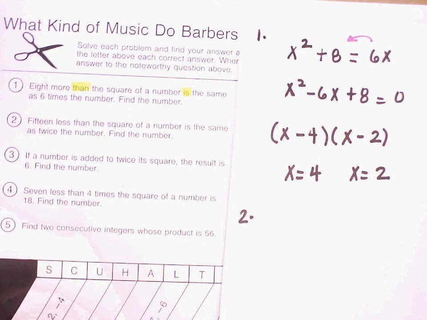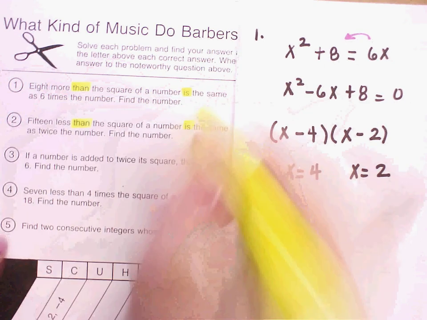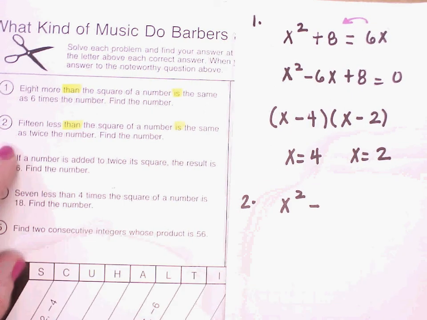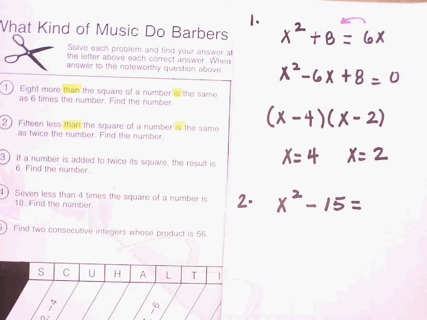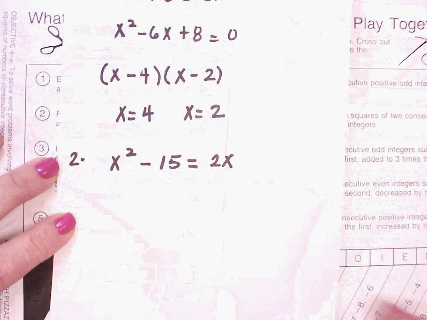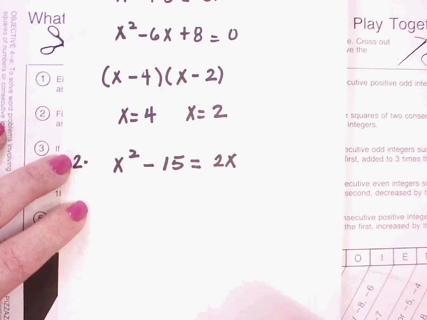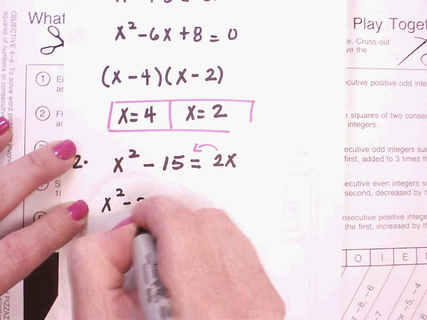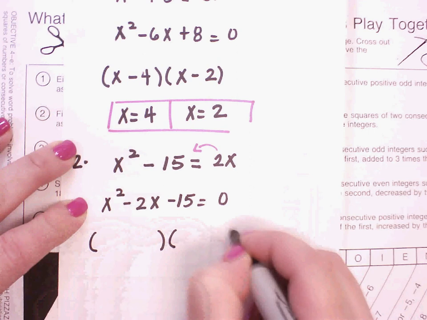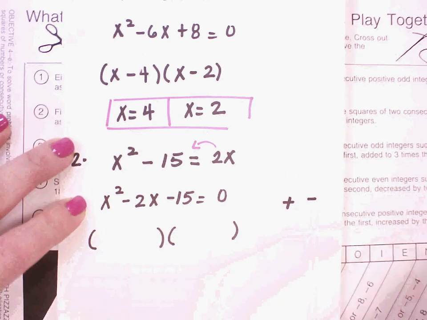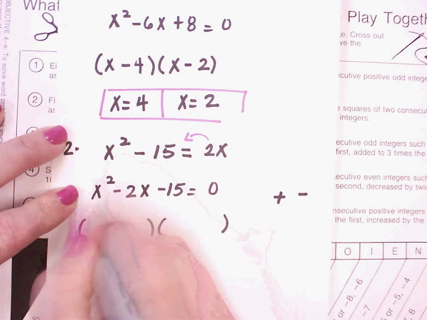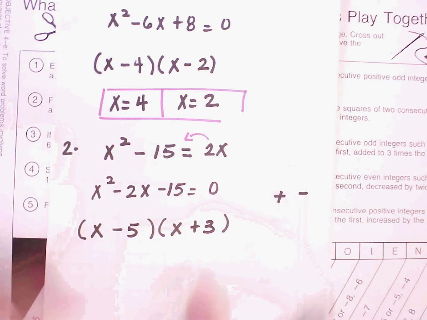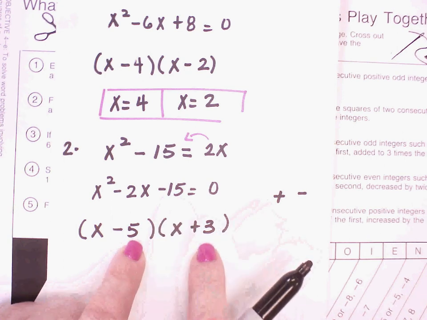15 less than, backward word, and then is, right? The square of a number, x squared. Less than means minus, and then how much are you taking? 15, and that is the same as twice the number, 2x. All right. So that would be, move that 2x to the other side, right? So that would be x squared minus 2x minus 15 equals 0. Minus minus. Okay, so plus minus, which means I'm going to subtract, right? Needs to multiply to negative 15, add up to negative 2. Negative 5 and positive 3, right? Negative 5 times 3 is negative 15. And negative 5 plus 3 is negative 2, right?